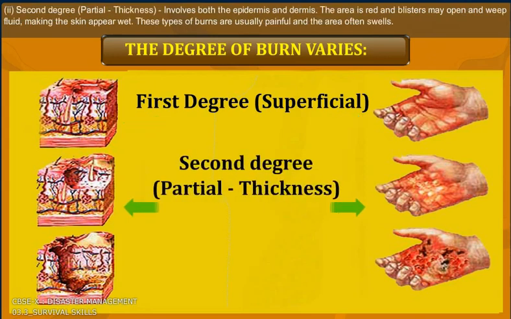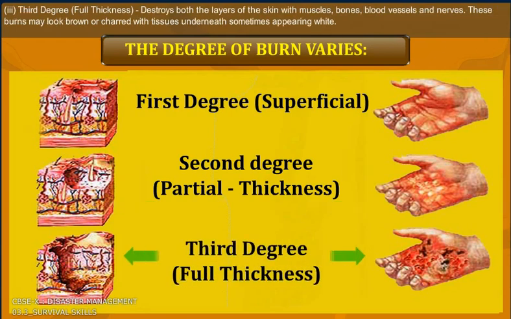Second degree, partial thickness, involves both the epidermis and dermis. The area is red and blisters may open and weep fluid, making the skin appear wet. These types of burns are usually painful and the area often swells. Third degree, full thickness, destroys both the layers of the skin, with muscles, bones, blood vessels, and nerves. These burns may look brown or charred with tissues underneath sometimes appearing white.